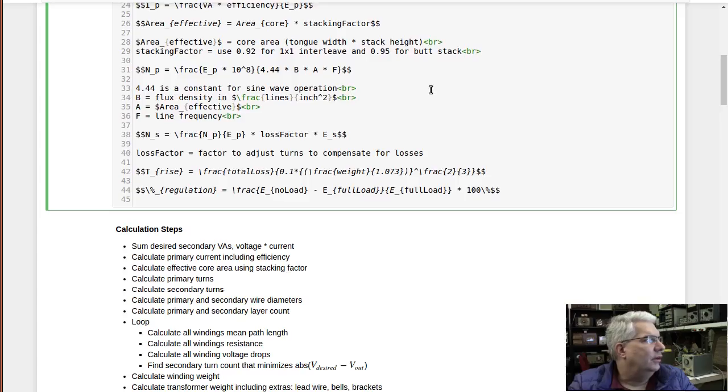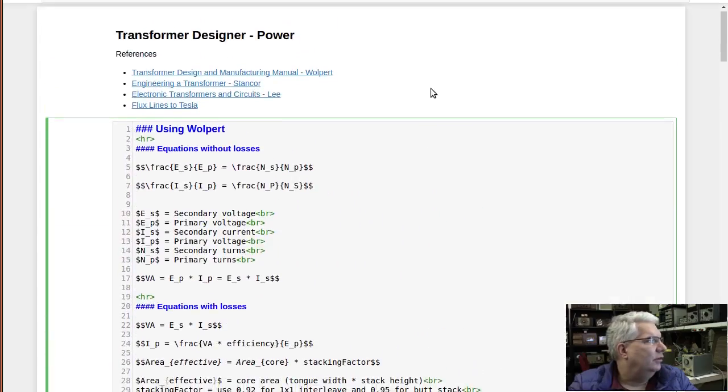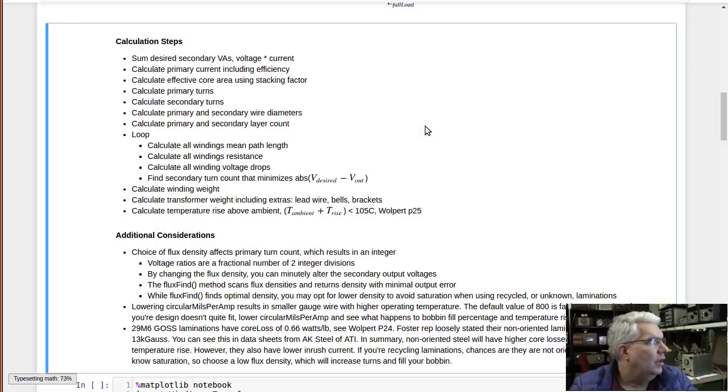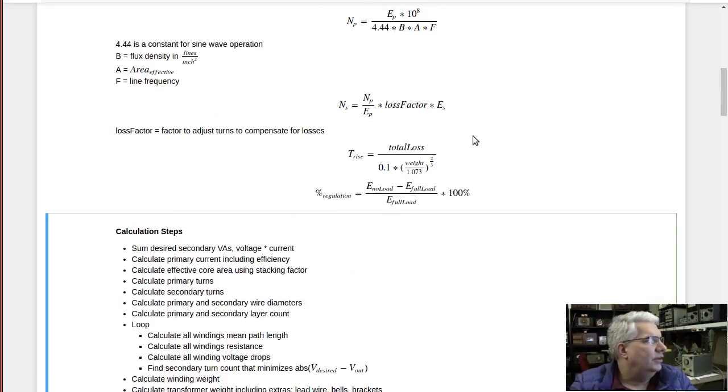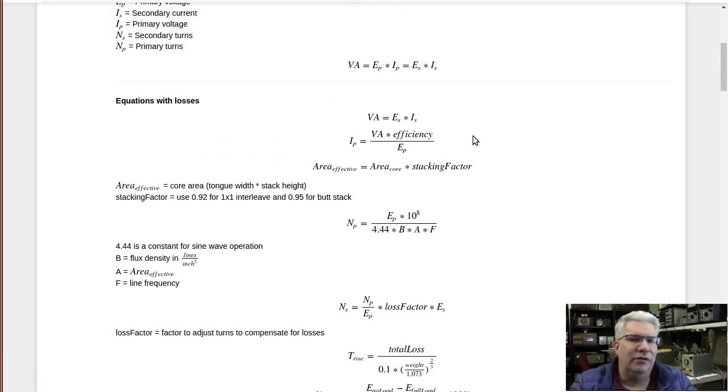There's also this thing called stacking factor. Stacking factor deals with when you have laminations and you're going to press them together. If the laminations aren't cut very well, the ends will have a little bit of cut or a little bit of burr on them, and they won't stack very well. So he talks about stacking factor for both interleaving as well as a butt stack.